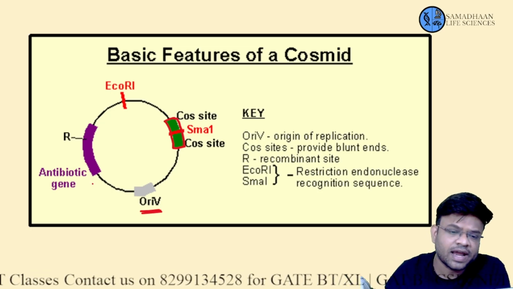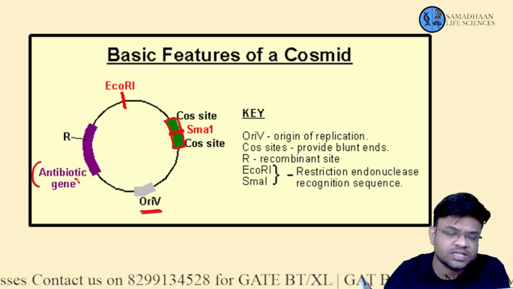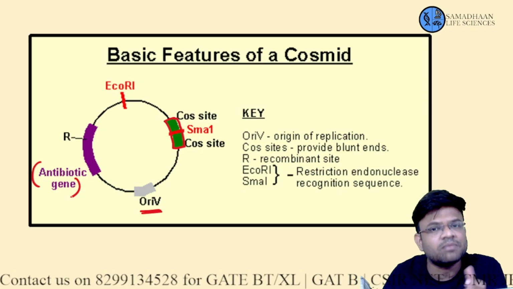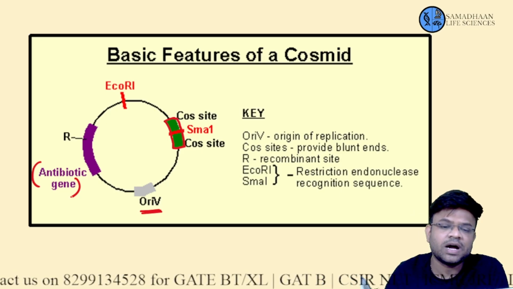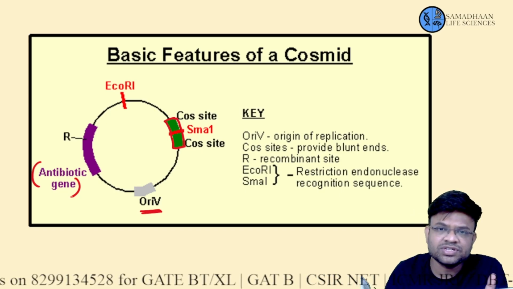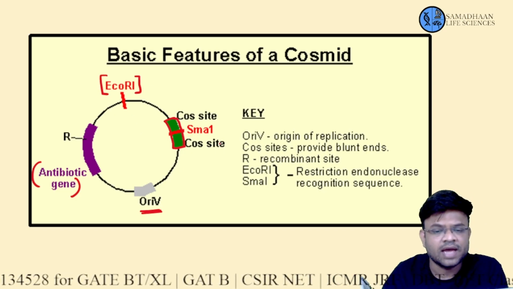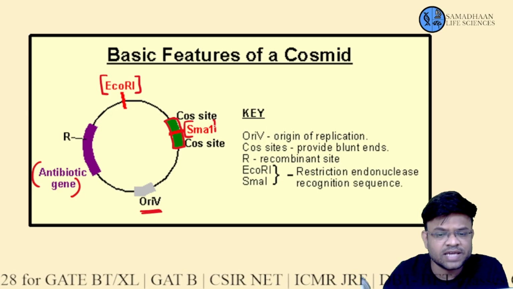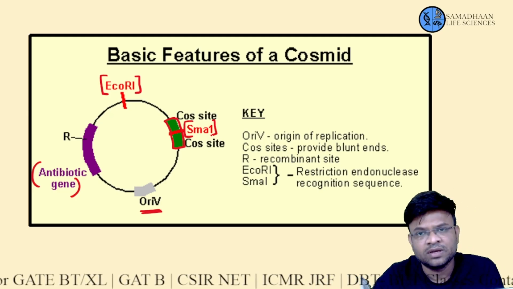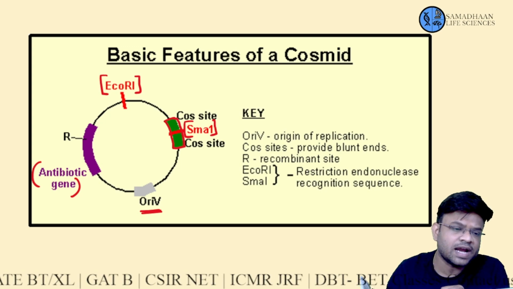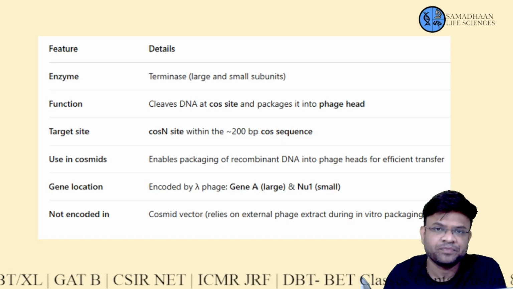I will be telling you in just a moment what is the importance of the cos site. Apart from that, antibiotic resistance gene is present over here. This is called the selectable marker, as I just told you. Apart from that, there are restriction sites also. You can see over here there is an EcoRI site, and there is a SmaI site also that is present over here. Now let us understand what is the cos site.